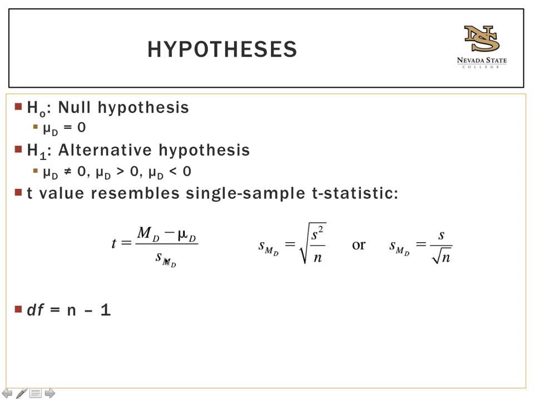So when you go ahead and try the practice on your own, you want to set that mu d as 0 because that's what we're testing against. We're testing against that null hypothesis.